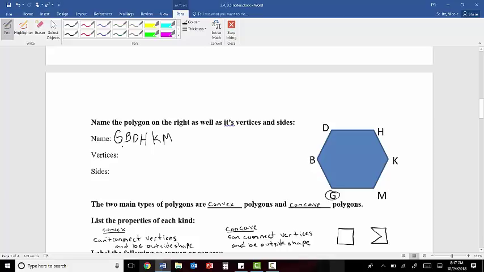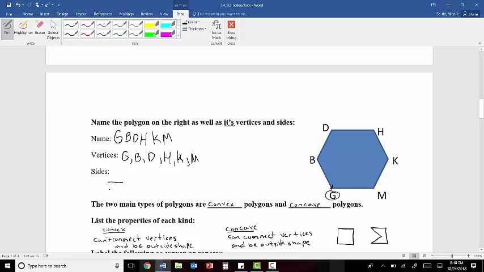That's really important. The vertices are basically going to be the same thing, but you need a comma. So point G is a vertex, B is a vertex, D, H, K, and M. All right, so just make sure you have commas because you're naming each point. So vertices are the little corners. The reason you have to have all the letters is the number of letters is how many sides the polygon has. So in this case, I see 6 letters. It's 6-sided.